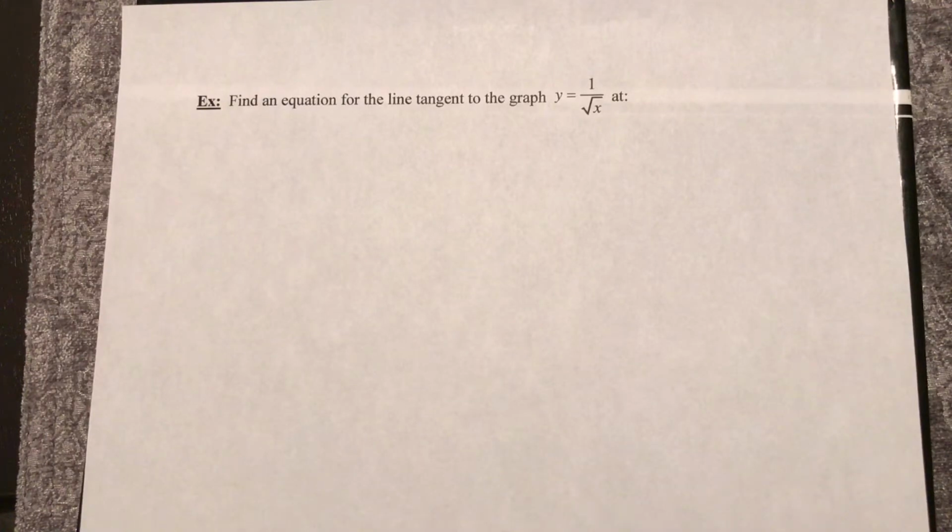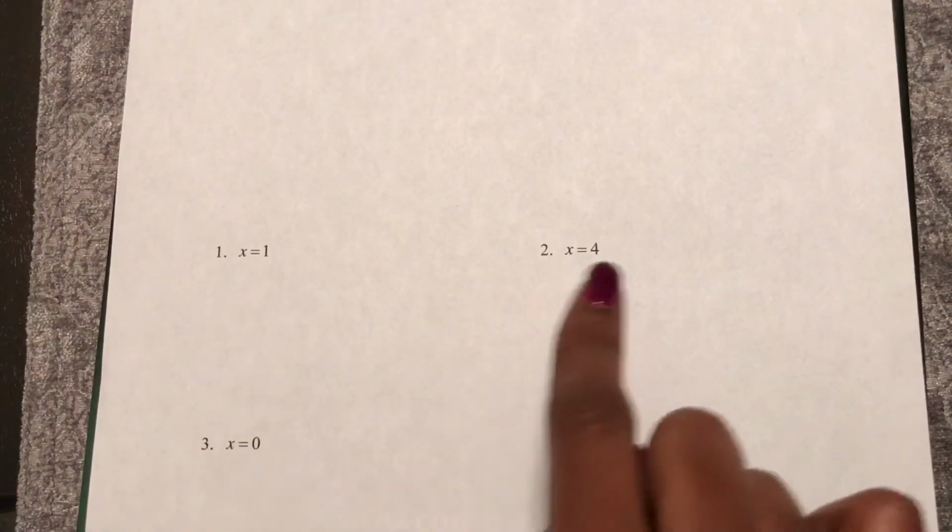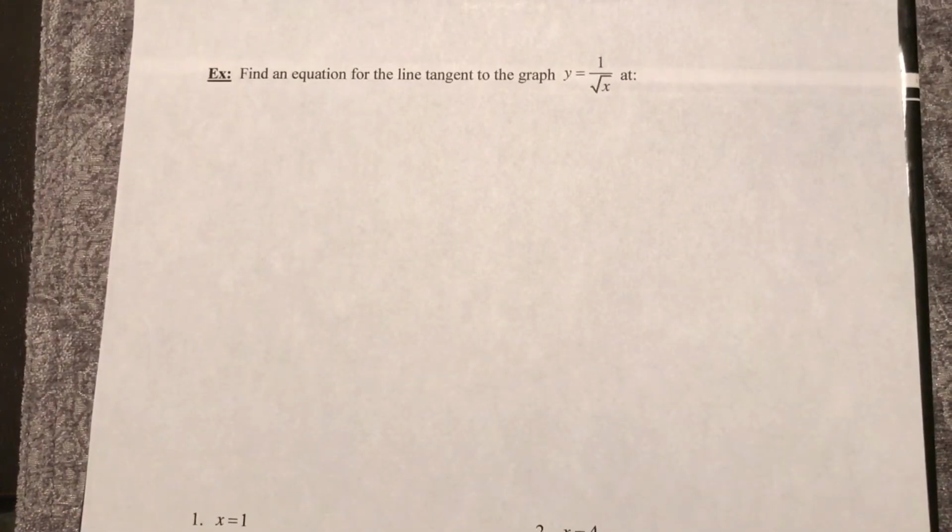Moving on to this example, we want to find the equation for the tangent line to the graph y equals 1 over square root x at these three different x values. So instead of finding the slope of my tangent line at each of these points separately, I'm going to find a general equation for the slope of my tangent line and then plug in those x values.